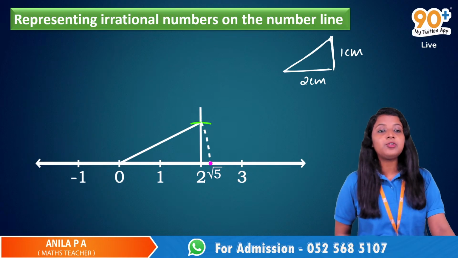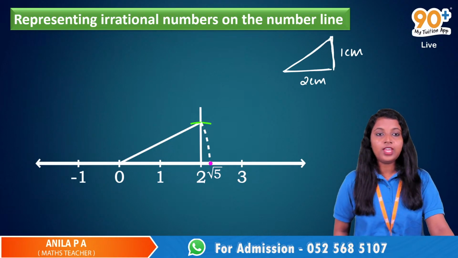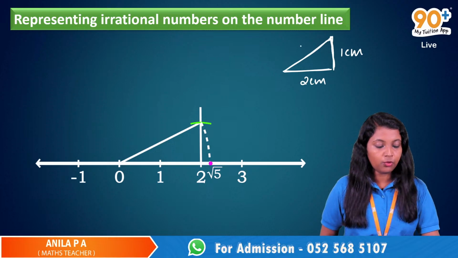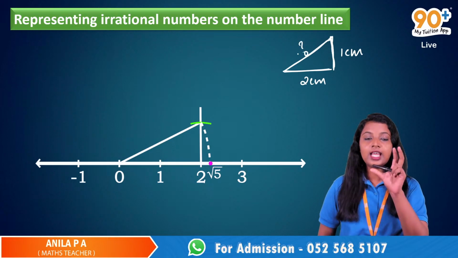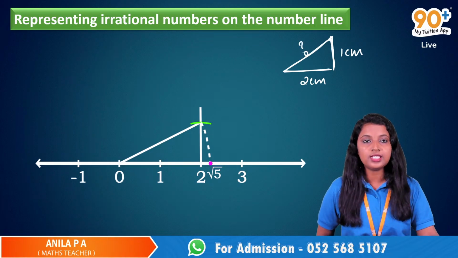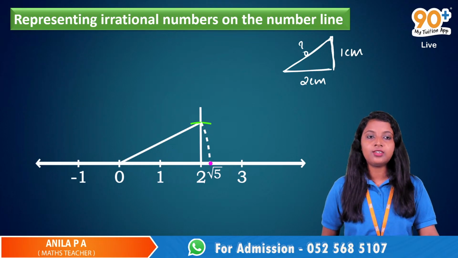Yes, see, we have to mark root 5, and see what this distance is. We are taking that distance to cut an arc, right? I'm explaining why we are taking 2 centimeter.